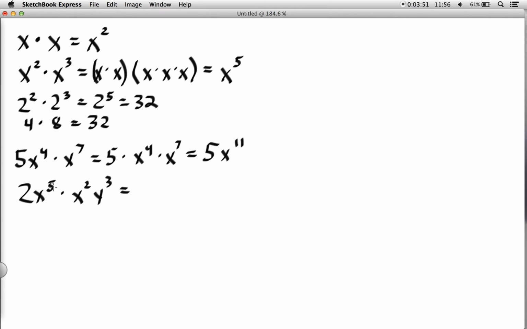So all we do is we look at common terms. First we look at constants, just numbers floating out here. We have a 2. Then we look at all the x terms. So we have x to the 5th times x to the 2nd, which would be x to the 7th. And then we have a y cubed.